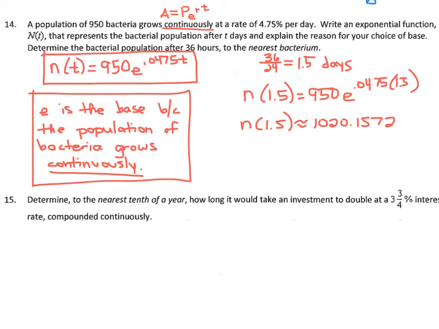Okay, so all I did was plug this into my calculator, and this is what it gave me. Now, you're not going to have a decimal of a bacterium, so you're going to have to round this to the nearest whole number, because we just want to figure out the population after 36 hours. So this would round down to 1,020 bacteria.